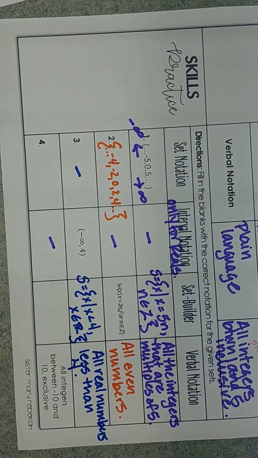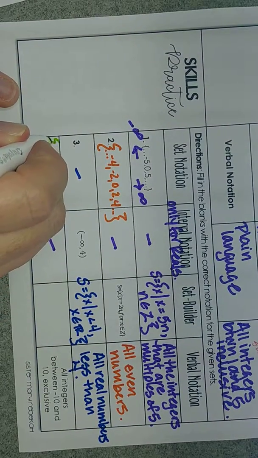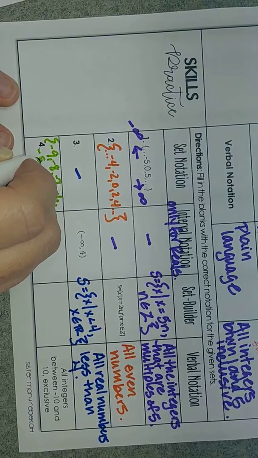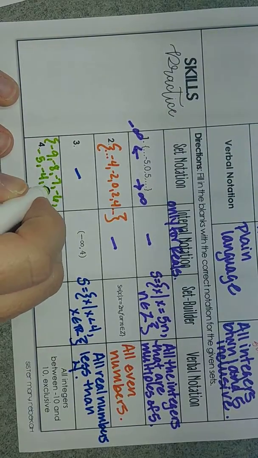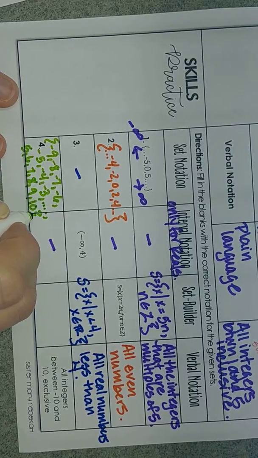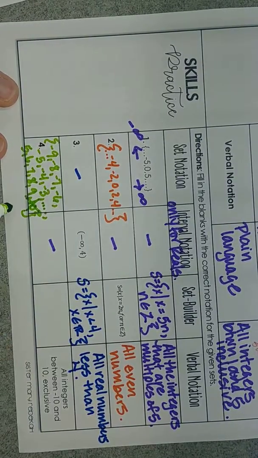And then finally, for our skills practice, we got an example that reads in verbal notation that we want the set of all integers between -10 and 10 exclusive. So this is including the numbers -9, -8, -7, -6, -5, -4, -3, -2, -1, 0, 1, 2, 3, 4, 5, 6, 7, 8, 9, 10. Oops, sorry, not 10. 10 is not included. I put ellipses in the middle to indicate that the pattern continues in the middle there.